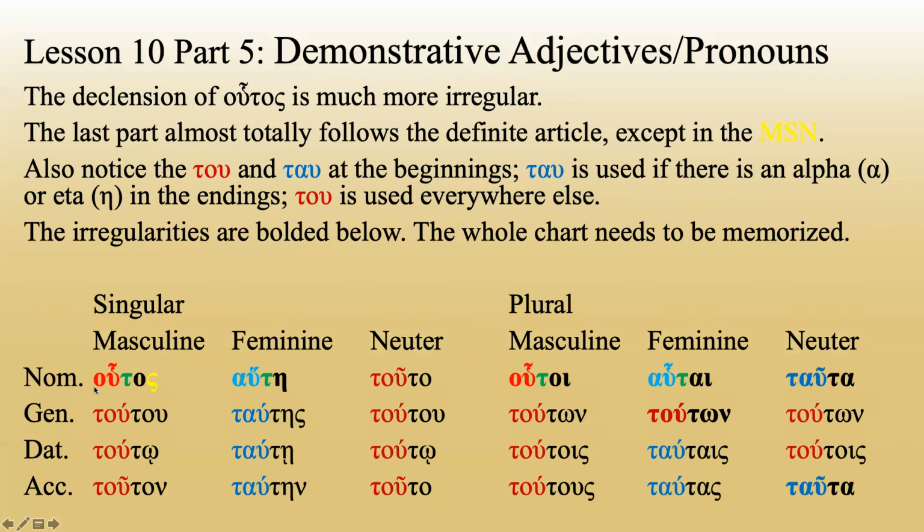Now, there are some other irregularities you'll notice. Masculine and feminine in the nominative, both in the singular and plural. There's no tau at the beginning, but it sort of follows the same rule with oo and ow here. We have oo with no eta or alpha. We have ow with an eta. We have oo with no eta or alpha. We have ow with an alpha. Now do note there is this random tau afterwards. It's just the way that it is, so just watch out for that, but there's no tau at the beginning for those. Just like with the definite article, there's no tau at the beginning for these four places either.